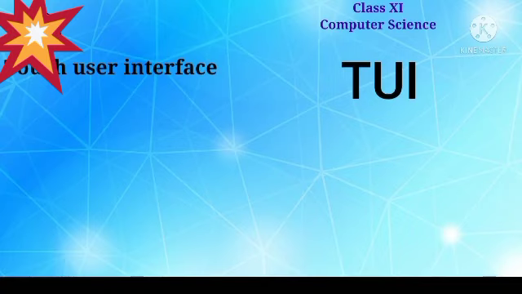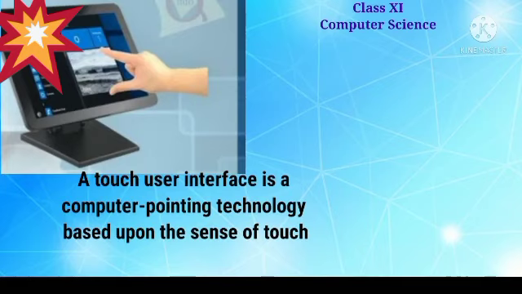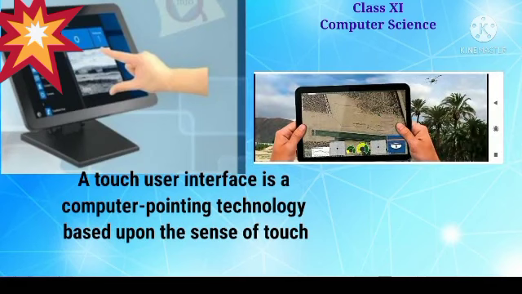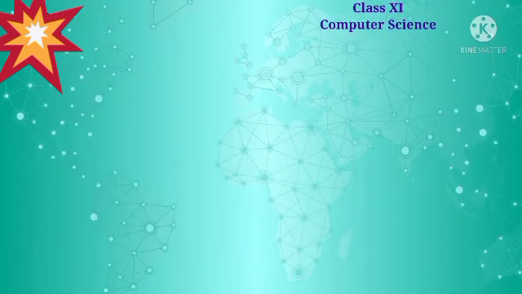Next is touch user interface, TUI. Let us see what is touch user interface. A touch user interface is a computer pointing technology based upon the sense of touch. It uses the sense of touch to interact with the system. That is why it is called touch user interface or TUI. You can see in the picture, it will be very clear. By using the touch, we are interacting with the systems. That's the main advantage of touch user interface.